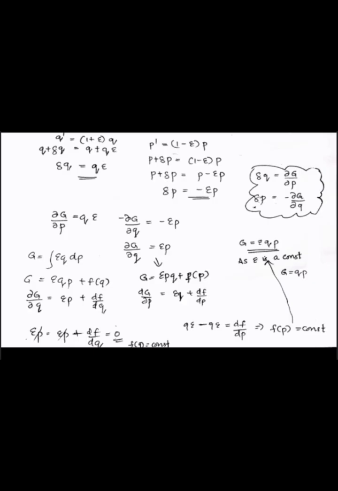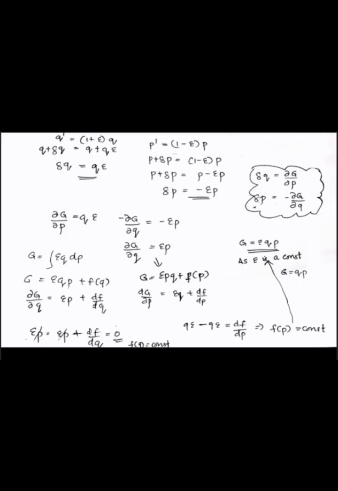Similarly, we can write p dash also. That is p dash is equal to 1 minus epsilon into p. That is p dash is equal to p plus delta p, which is equal to 1 minus epsilon into p. Then p plus delta p is equal to p minus epsilon p. That is delta p is equal to minus epsilon p.